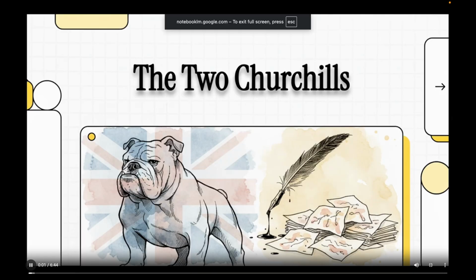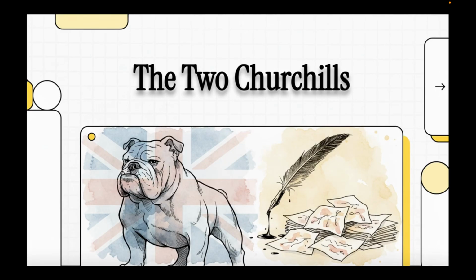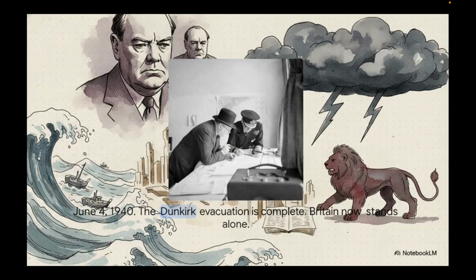So you think you know Winston Churchill, right? The bulldog, defiant, never giving an inch. But in secret, another Churchill was writing letters. Okay, so let's set the scene. It's early June 1940. The evacuation from Dunkirk has just finished. France is about to fall, and Britain? Well, Britain is now completely on its own against the entire Nazi war machine.